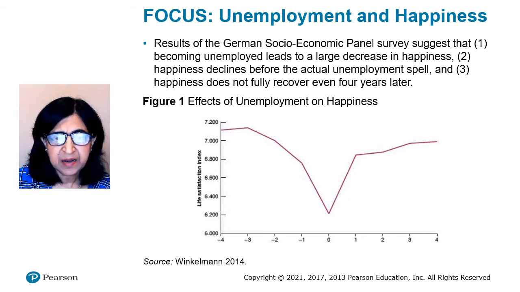The second is that happiness declines before the actual unemployment spell. This suggests that either workers know they are more likely to become unemployed or that they like their job less and less. The third is that happiness does not fully recover even 4 years after the unemployment spell. This suggests that unemployment may do some long-lasting damage, either because of the experience of unemployment itself or because the new job is not as satisfying as the old one.